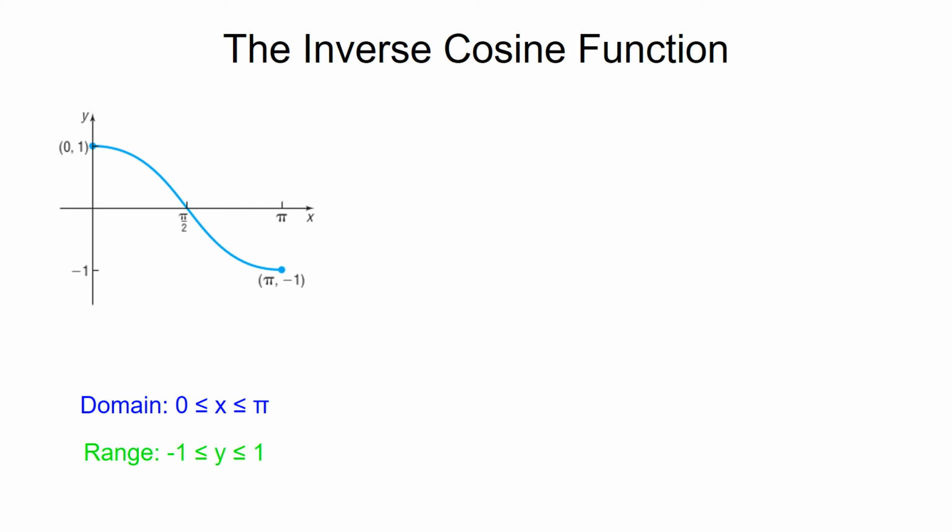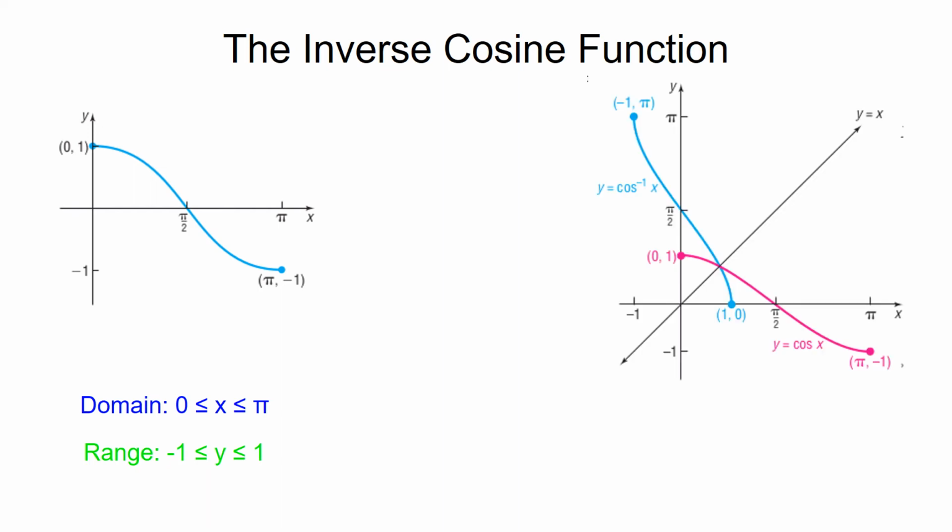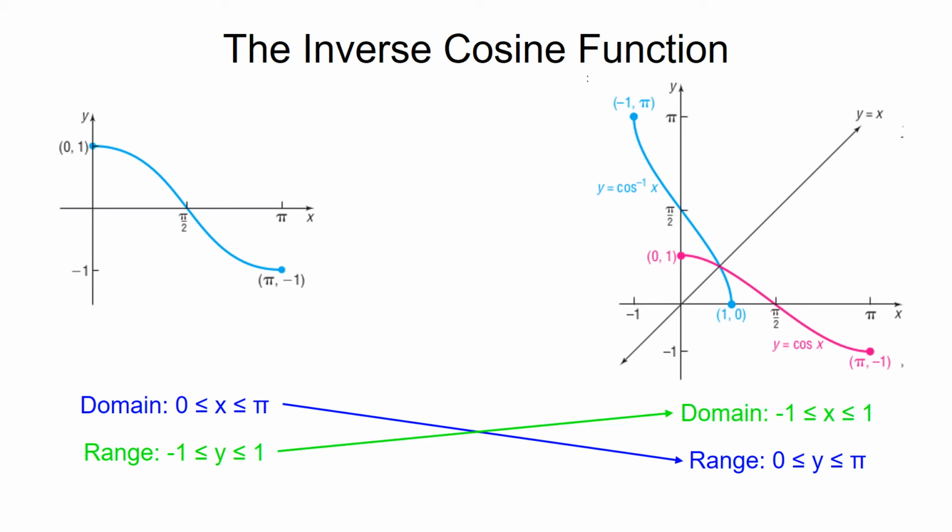We can see that the corresponding range is minus 1 to 1. We can graph the inverse cosine function using the same techniques as for other inverse functions. And again, the range is the same as the domain of the cosine function, and the domain is the same as the range of the cosine function. The graph of the inverse cosine function is a reflection of the graph of the cosine function about the line y is equal to x.